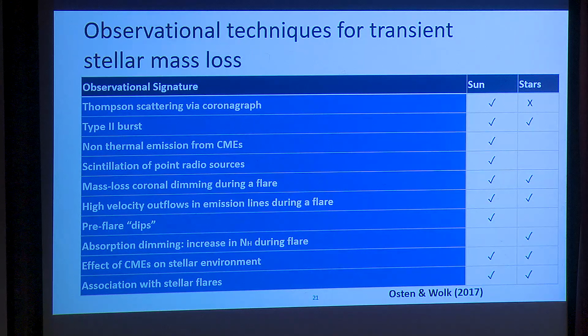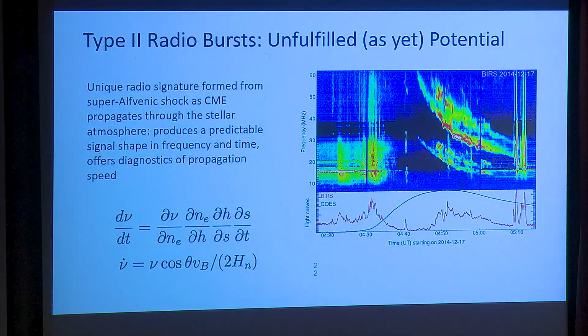So let me then go into observational techniques for transient stellar mass loss. Again, this is the kind of table that I like to prepare with observational signatures. For the sun, there's a check mark in almost all of these. And then for stars, check marks indicate where this has been attempted, or where it's just not even feasible. Again, I'm not going to be able to go through all of these in detail. I'm going to pick a couple with the time that I have and talk about those.